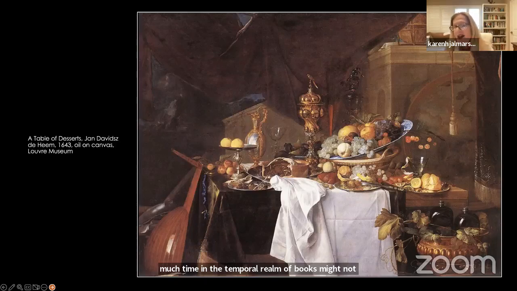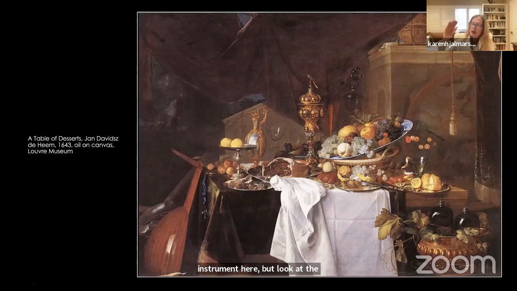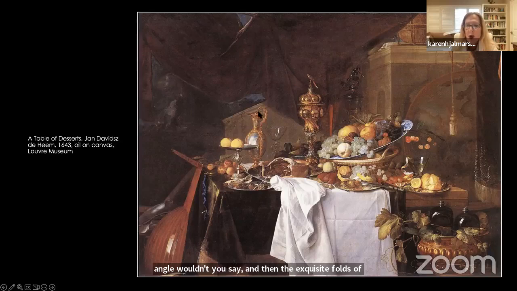I kind of disagree with that. I think the acquisition of knowledge is one of life's greatest pleasures, especially as we get older. But suffice to say, sometimes people commented on that. But look at what he has: one musical instrument here, but look at the glassware, the fruits, the tilted plates, very rakish angle, wouldn't you say? And then the exquisite folds of the cloth, this ewer beautifully done with gold and probably nautilus shell.